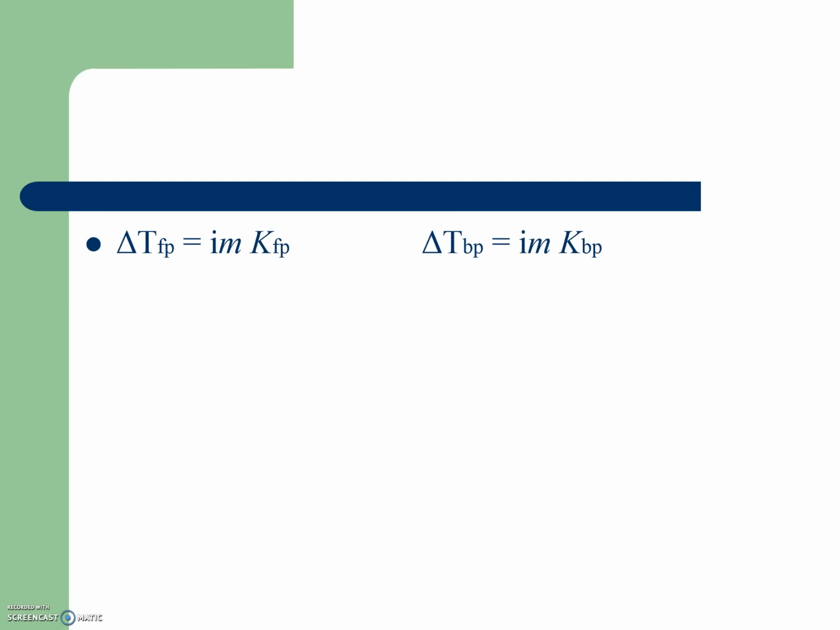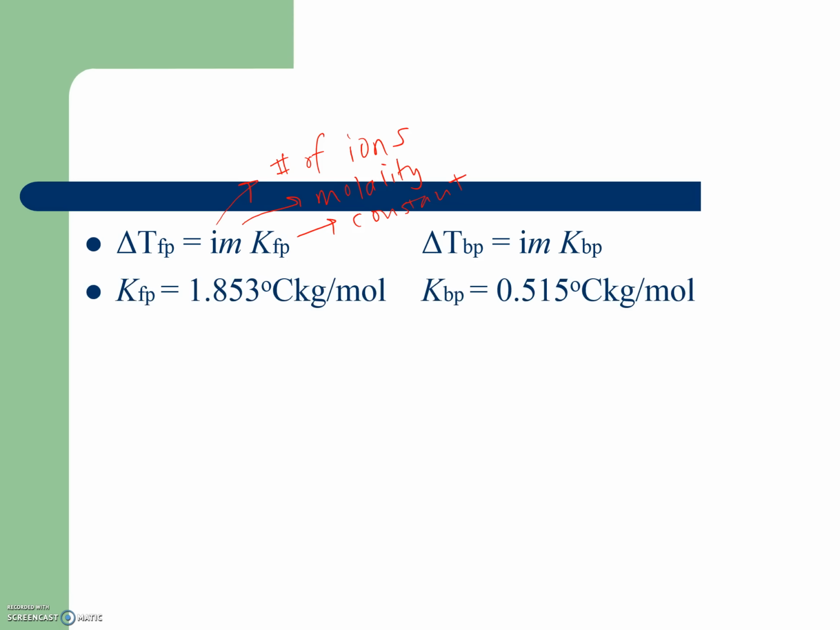So our equation looks like this. The change in temperature, because it doesn't tell us what the final temperature is, it tells us how much lower or how much higher the temperature is going to be, is equal to i, and i is your number of ions. m is your molality, and K is the constant. And again, the constants will always be provided for you.